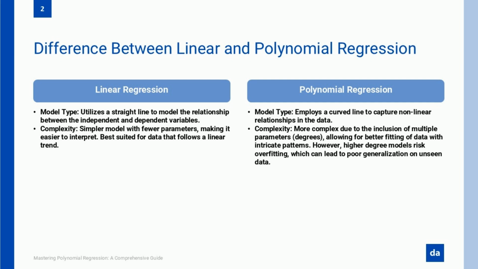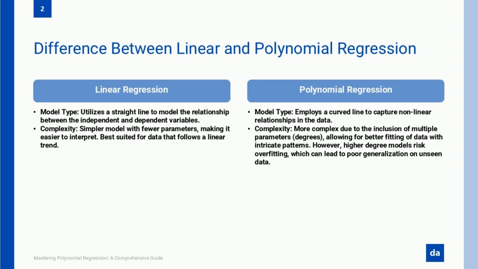Let's illustrate this with an example. Imagine you're predicting house prices based on square footage. If larger houses always increase in price at a steady rate, linear regression is perfect. But what if small houses are priced higher per square foot, mid-size homes follow a different trend, and luxury properties grow in value exponentially? In this case, a straight line approach would fail, while a polynomial regression model could adjust to these variations.